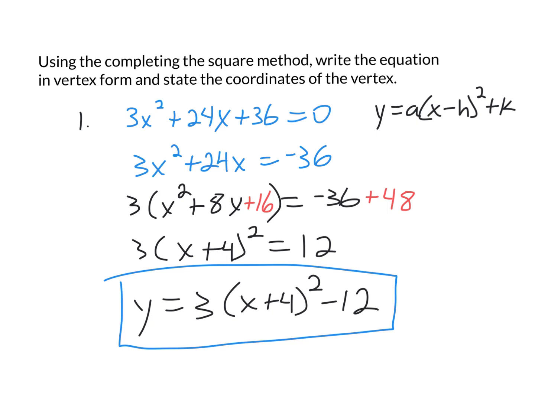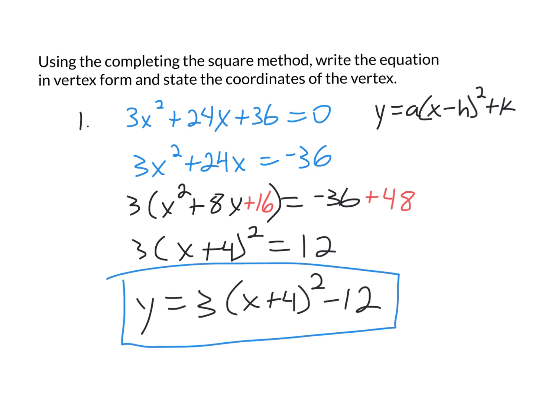And again, if we were to determine what is the vertex, remember it's the opposite of h, k. It's going to be the negative 4 and the negative 12. So the vertex is negative 4, negative 12. All right, let's take a look at another example.